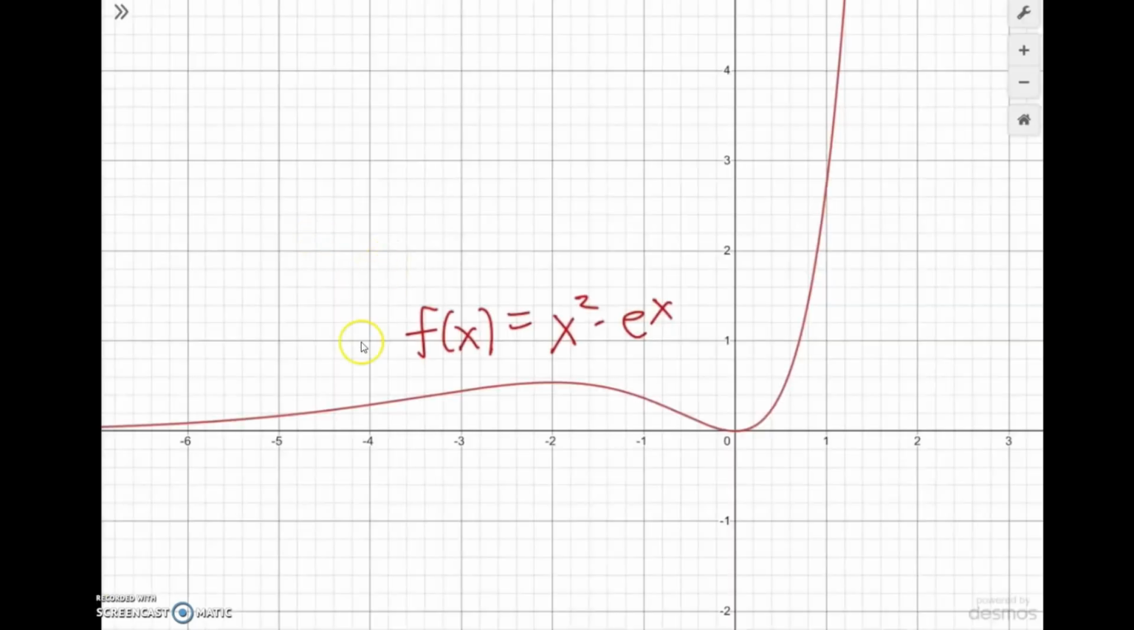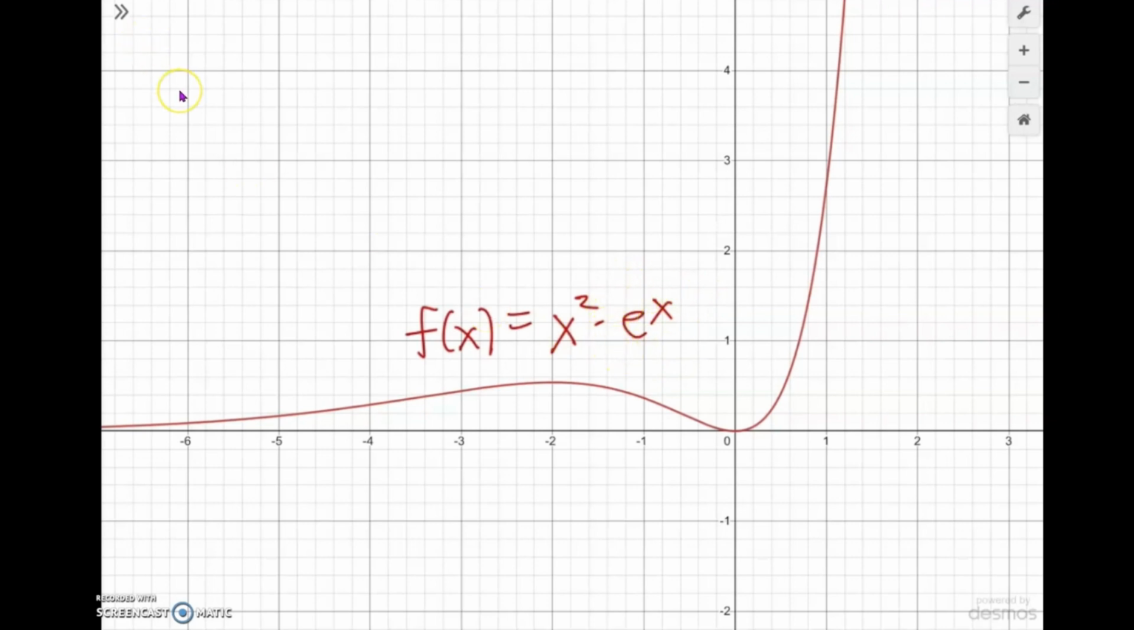In section 2.3, we talk about two new rules for derivatives, the product and quotient rules. Here we have the function f of x equals x squared times e to the x and the graph of that function. So we could ask algebraically, what would we think the derivative of the function f of x should be? And you might think, oh, the derivative of x squared is 2x, and the derivative of e to the x is just e to the x.